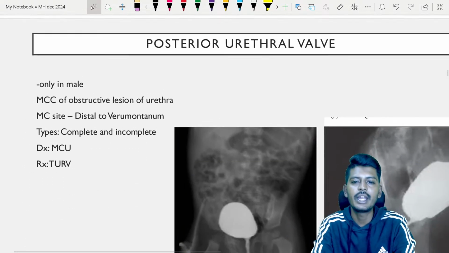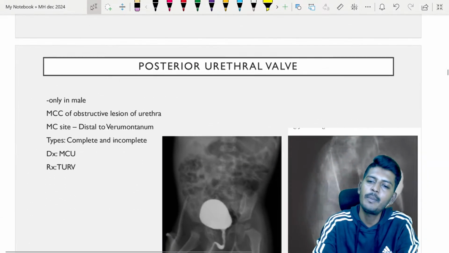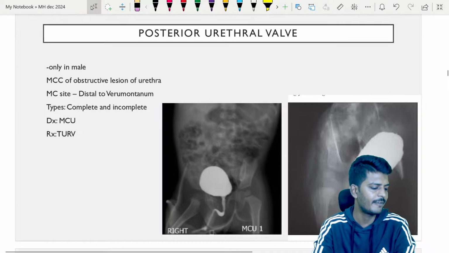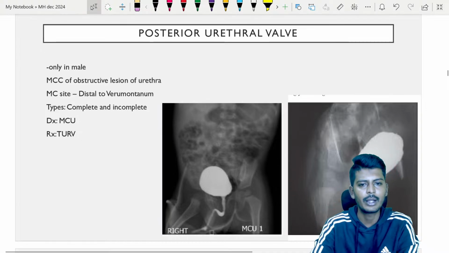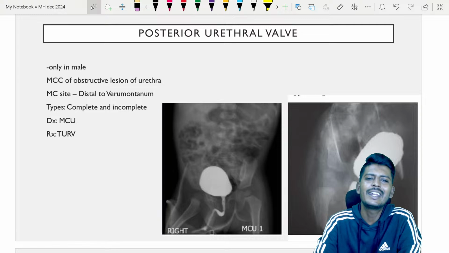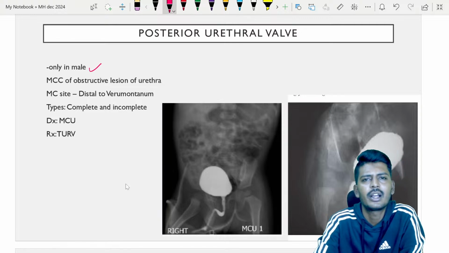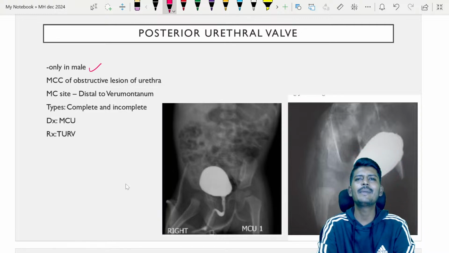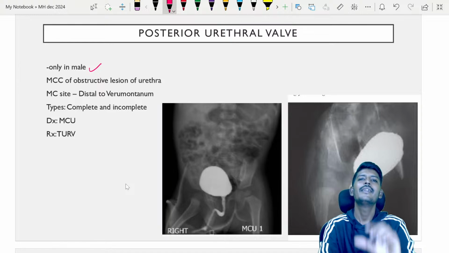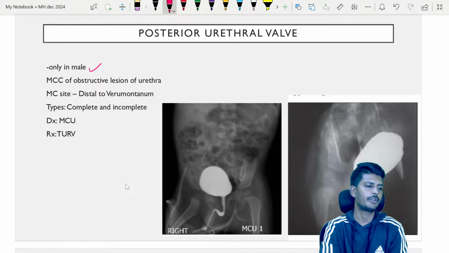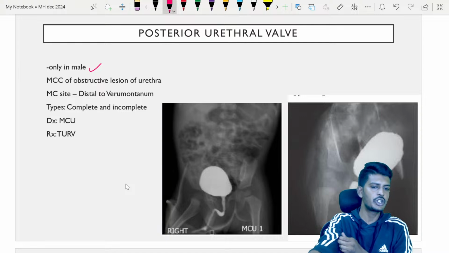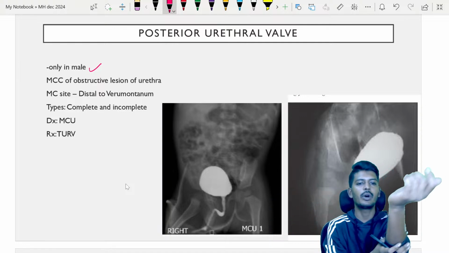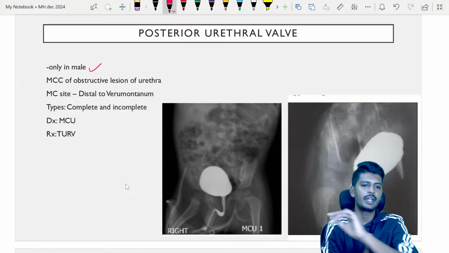Let's go to the next one, posterior urethral wall. Again, posterior urethral wall is also a very frequently asked question. Let's go into that topic. Posterior urethral wall occurs only in male children, because in females it is less likely to happen, as the length of the urethra itself is short. So let's start off with the posterior urethra.